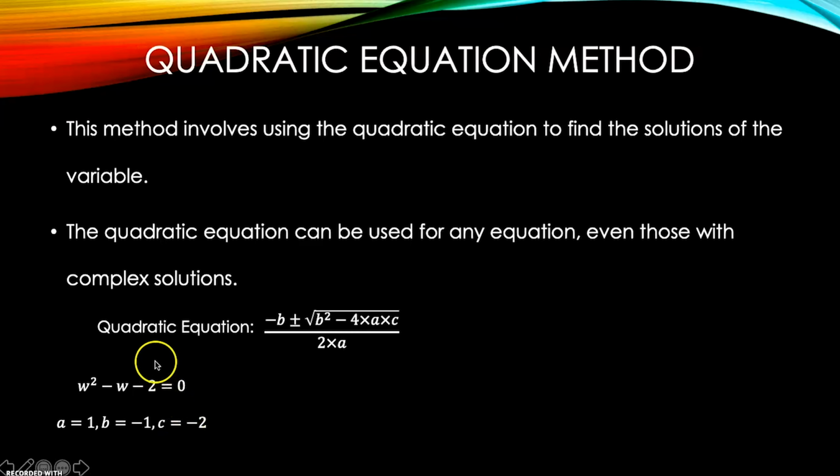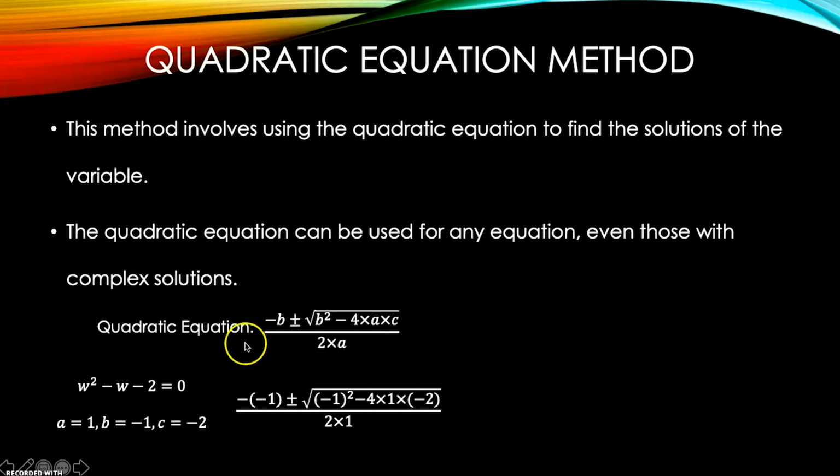So we have the same equation here, but the quadratic equation is negative b plus or minus the square root of b squared minus 4 times a times c, and all of that over 2 times a. That's complex, but all we have to do is input these values into it.